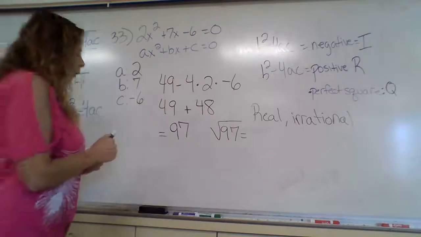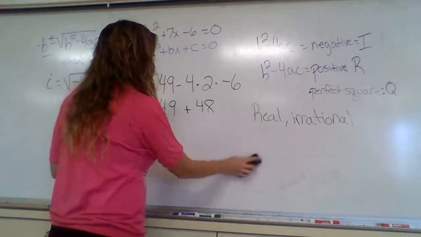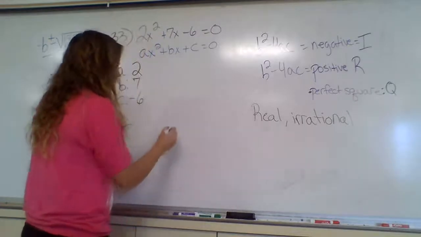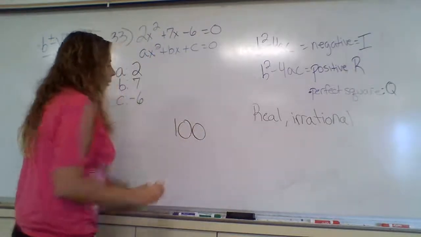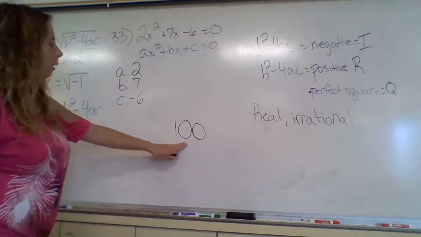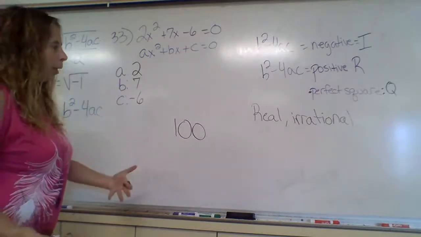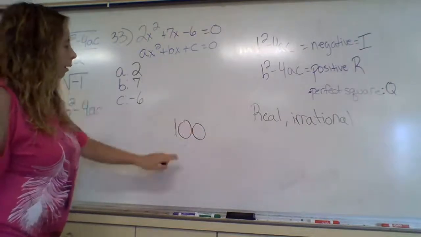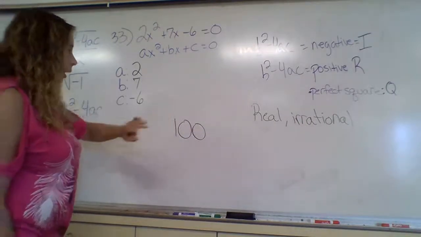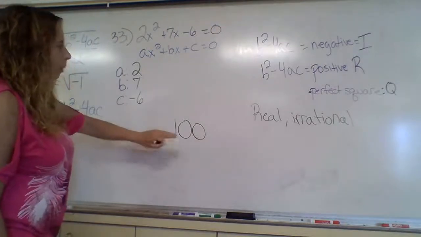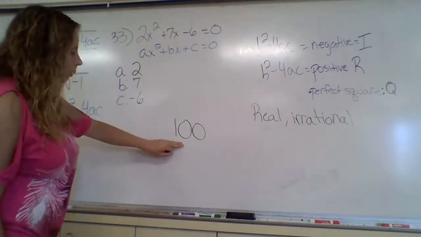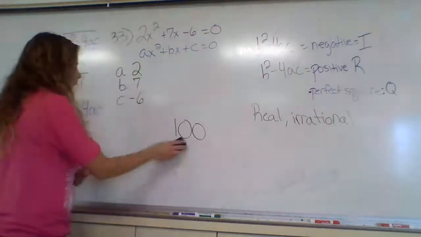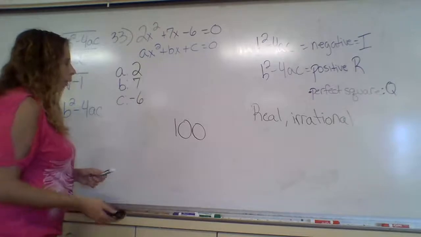Okay. Let's say you solved it and you got 100 as your answer. Well, then it's still going to be real because it's positive, and 100 is a perfect square. 10 times 10 is 100. So in this case, it would be real and rational. Okay, so that's the difference. Is it a perfect square or not? That determines rational or irrational.